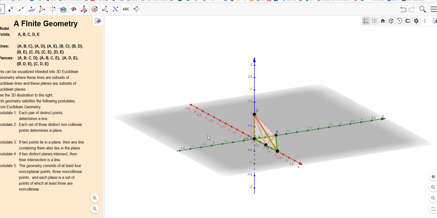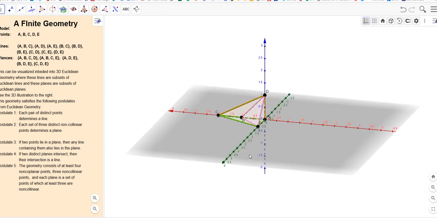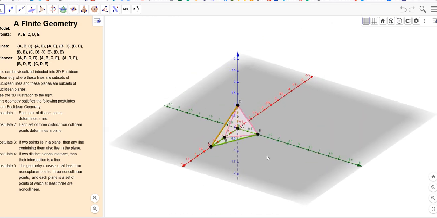So there's a plane going along there on the top. There's a plane kind of slicing here and across there, and then the ones that are bounded by the coordinate planes there.